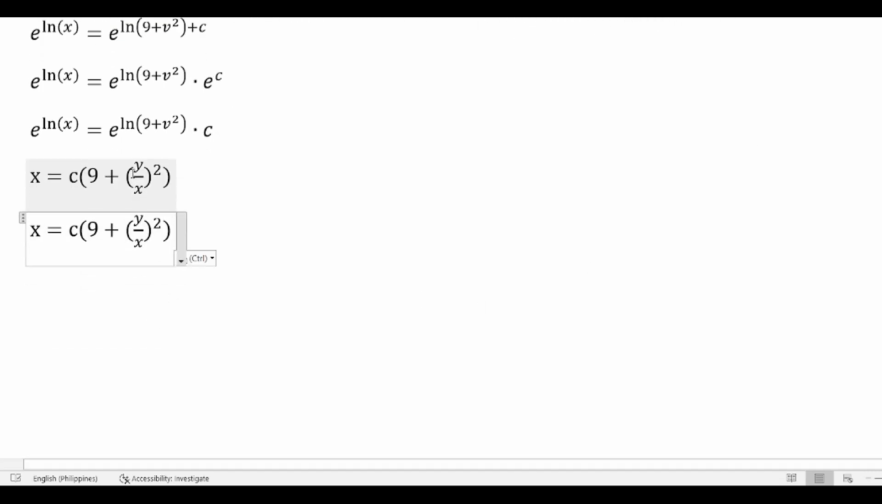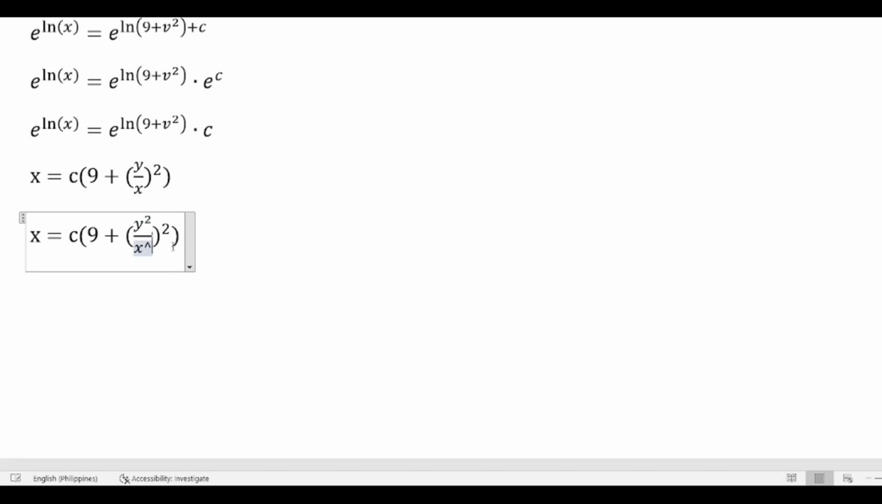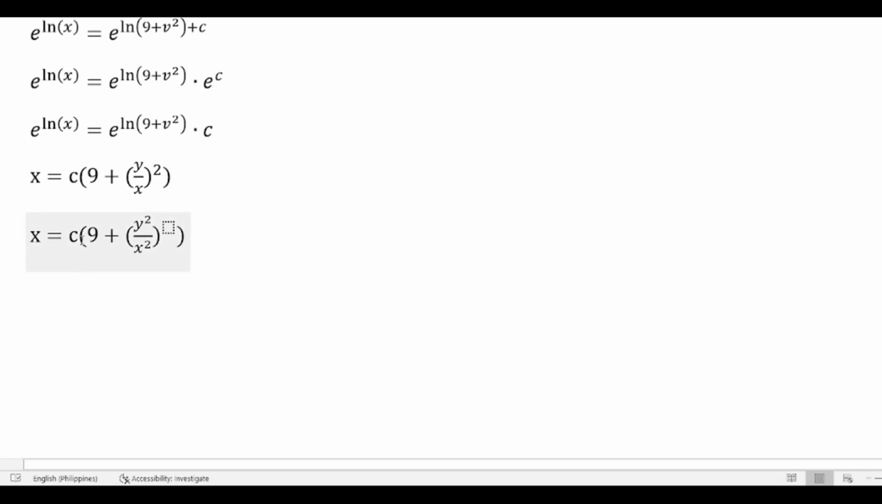So exponential, both will be affected. So this one would be y squared there, and this one would be x squared. Right. Now we can still, oh no, we're going to be canceling out. You know what? It's fine. Over here we can still simplify this term, but I don't know, some of the professors, I guess they accept this kind of formula already for the general solution. But actually we can still simplify it furthermore.